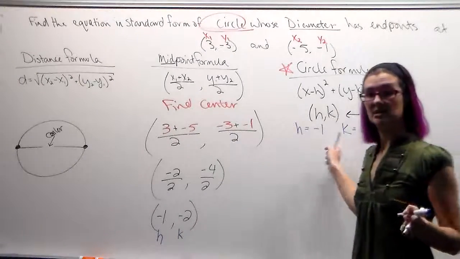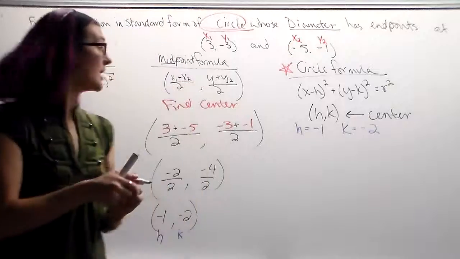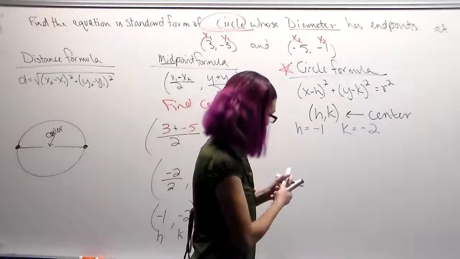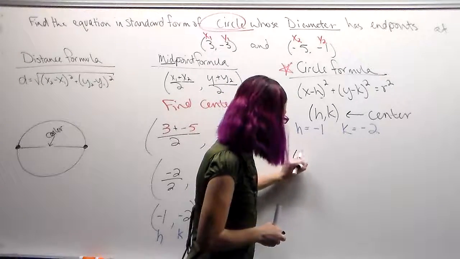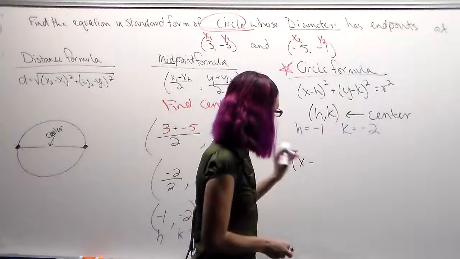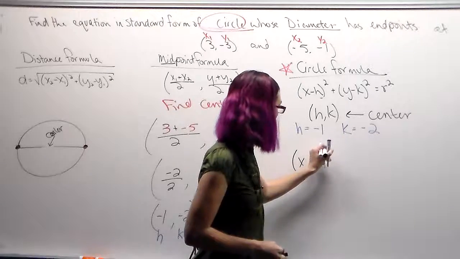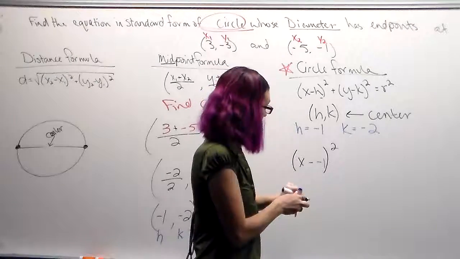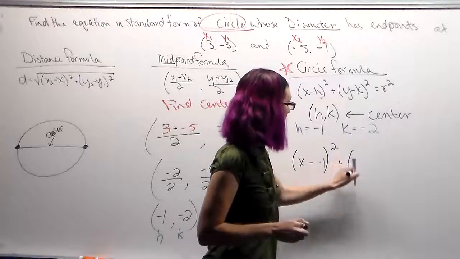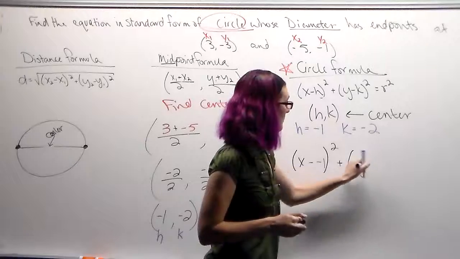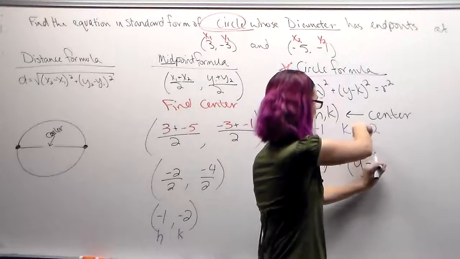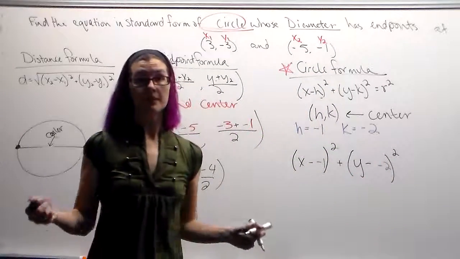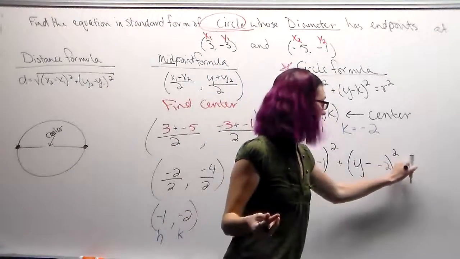I have my center pieces already set out, so when I get to the circle formula, it says (x − h)². Okay, I can do that. x minus −1 squared. Then it says plus (y − k)², so plus y minus k, which is −2, squared, equals r squared. Now r is your radius.